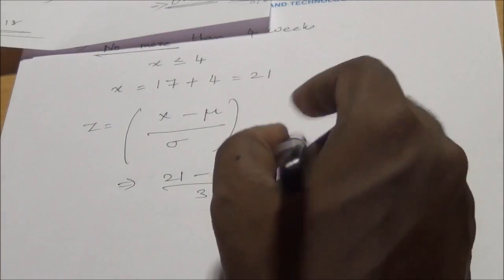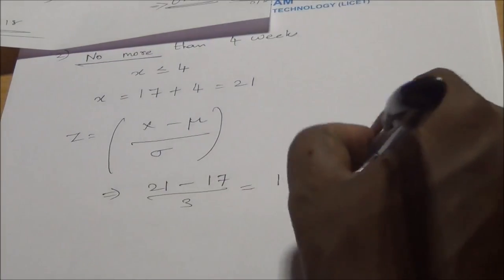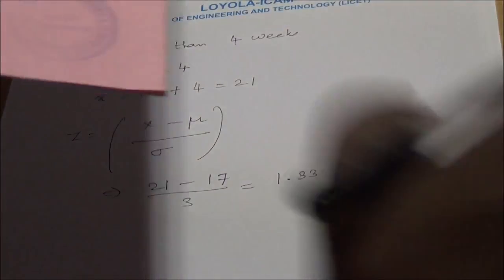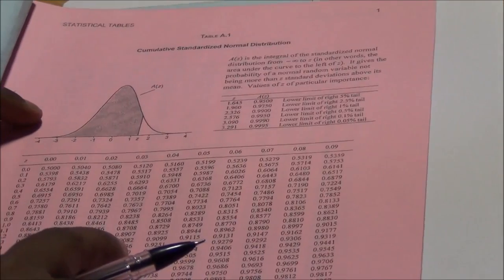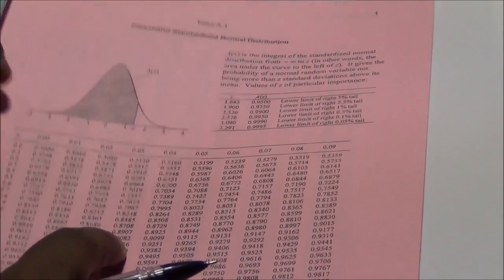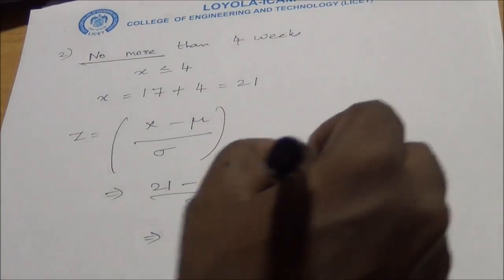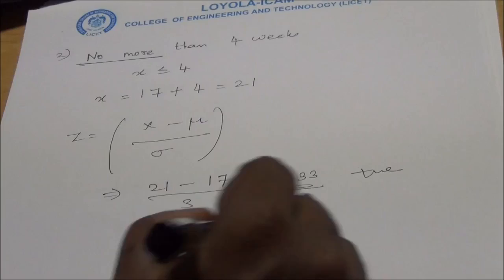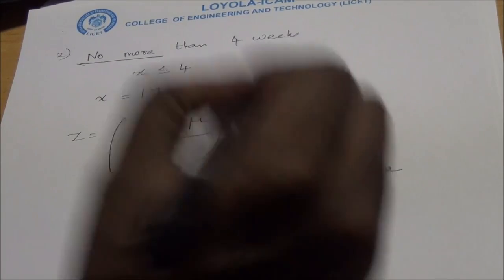We will be getting 1.33. Now since the value is positive, go to the table and look up 1.33 here. So 1.33 is 0.9082. Since this value is positive, there is no need to subtract it from 1, and the probability is 90.82%.